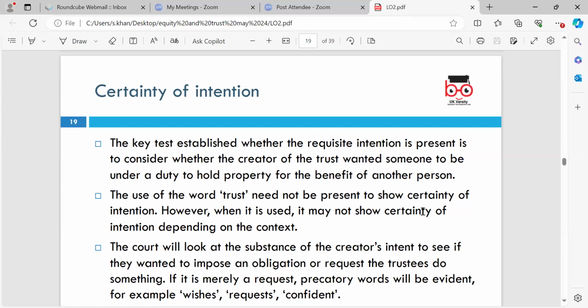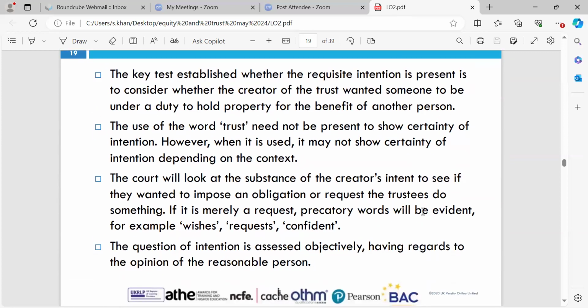So, on certainty of intention, the key to establishing whether the requisite intention is present is to consider whether the creator of the trust wanted someone to be under a duty to hold property for the benefit of another person. The use of the word trust need not be present to show certainty of intention. However, when it is used, it may not show certainty of intention, depending on the context.